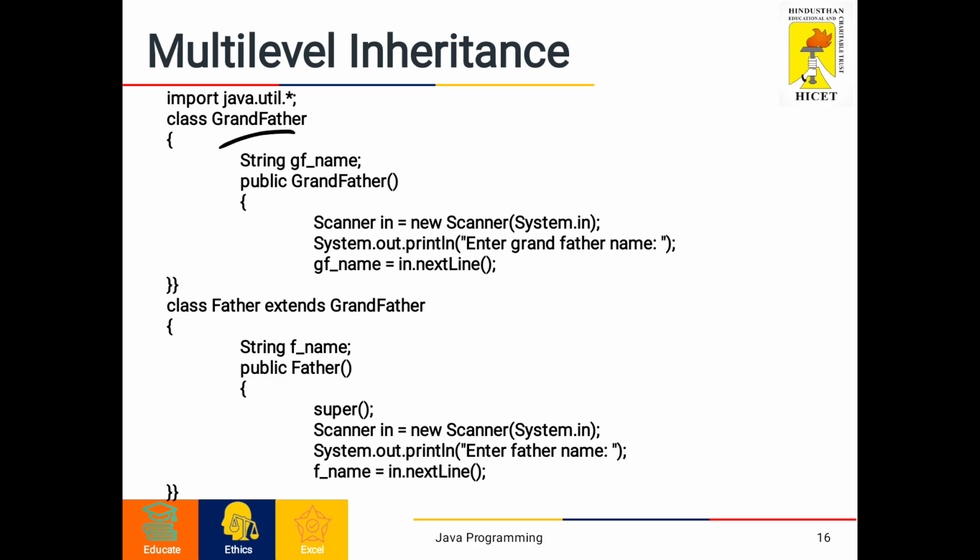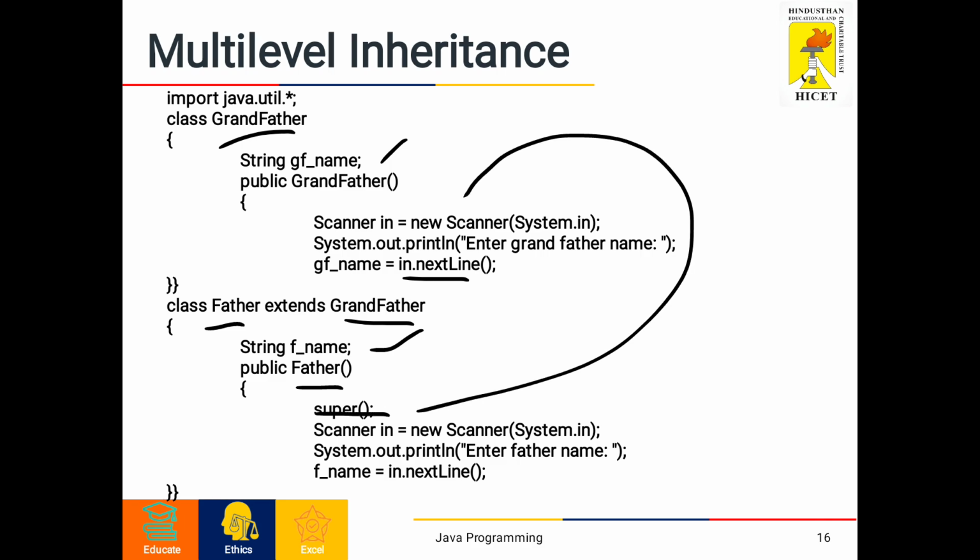So grandfather is a base class. It has only one data member, GF name, and it has one constructor which is used to get the grandfather name from the user. And father is extended from grandfather. Again, there is only one data member, F underscore name. So father has a constructor. In the constructor, the first line is super, which invokes the base class constructor. So we get the father name from the user.